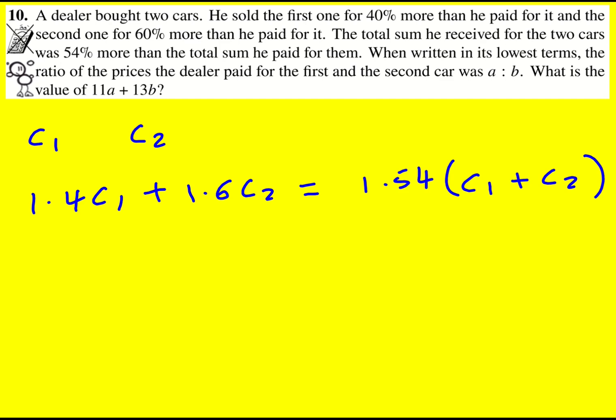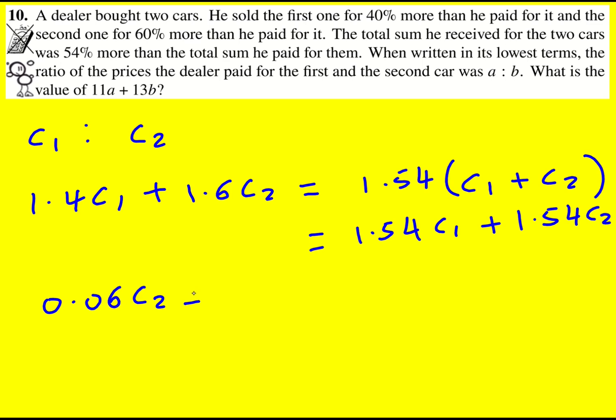Now we're interested in trying to find the ratio of the prices. So we want C1 to C2, but we want it in its simplest form. I can multiply out this bracket. It's going to be 1.54 C1 plus 1.54 C2. Now I can minus 1.54 C2 from both sides, and I'm going to get 0.06 C2. And I can minus 1.4 C1 from both sides, and that's going to leave me with 0.14 C1.